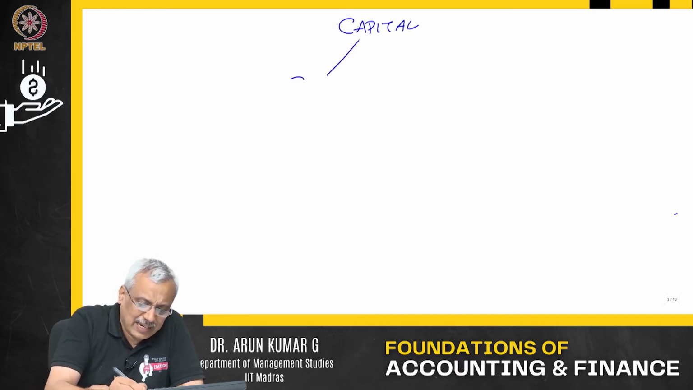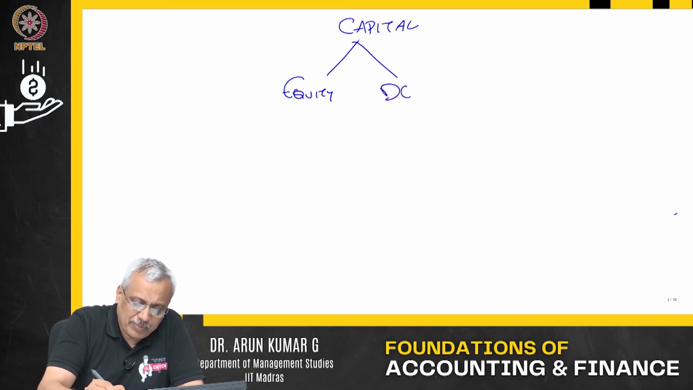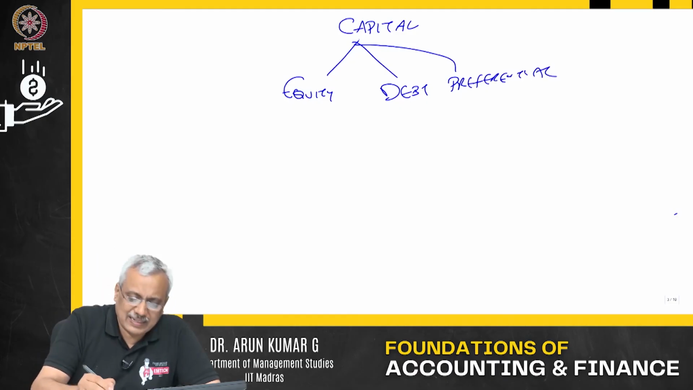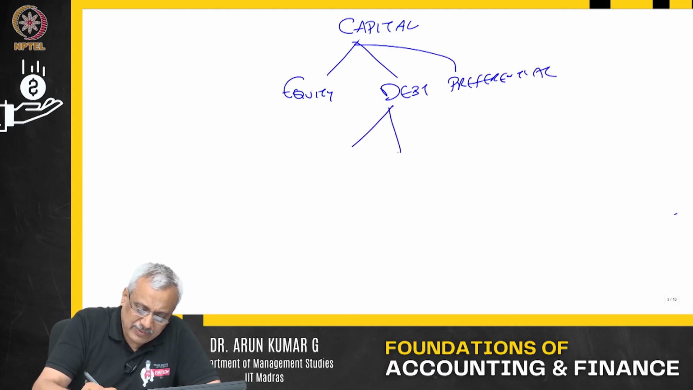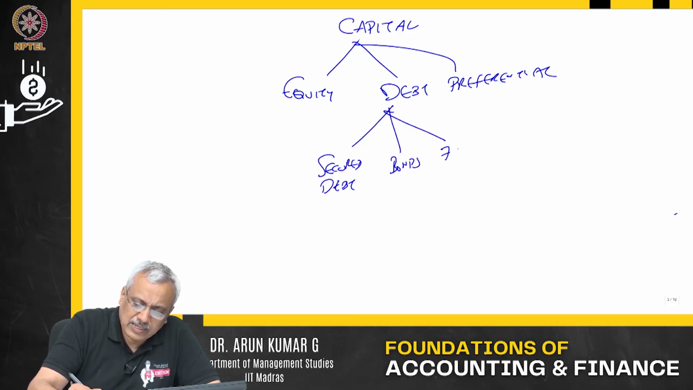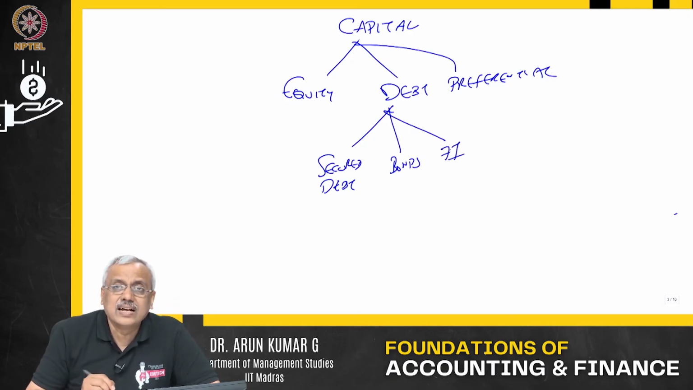It has equity capital, it has debt capital, it has preferential capital. And that can be multiple kinds of debt. That can be secured debt, that can be in the form of bonds, that can be in the form of institutional debt, and so on out there.